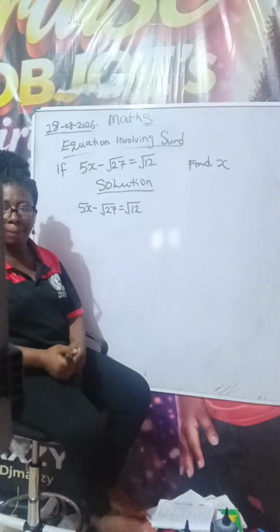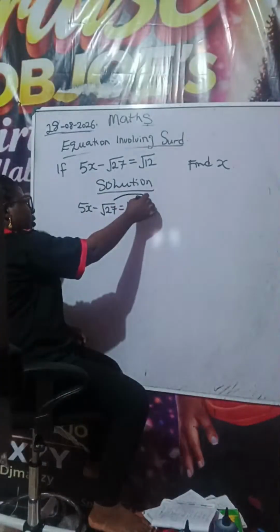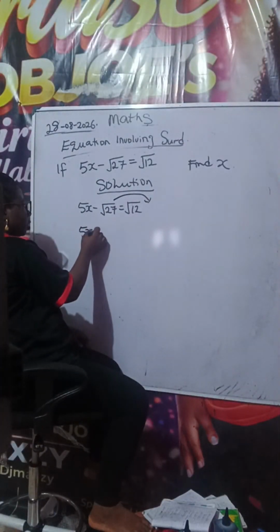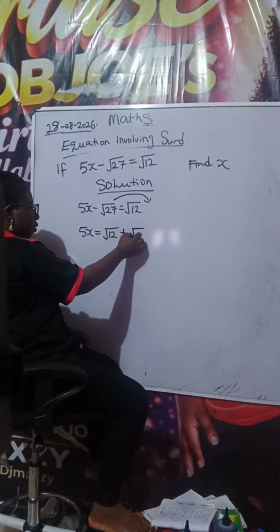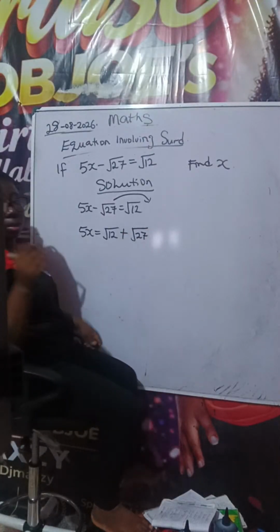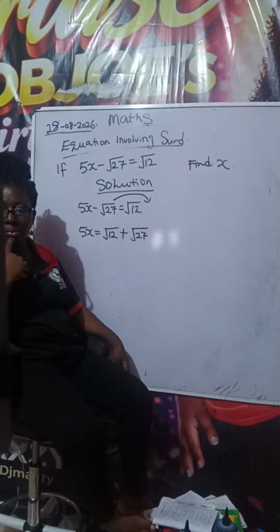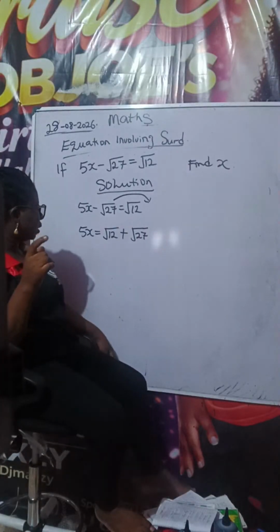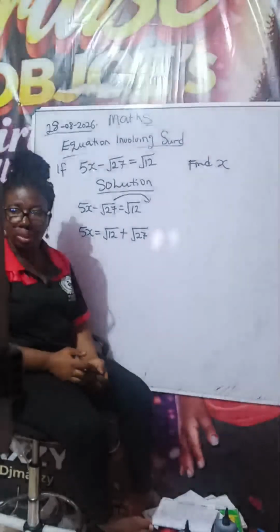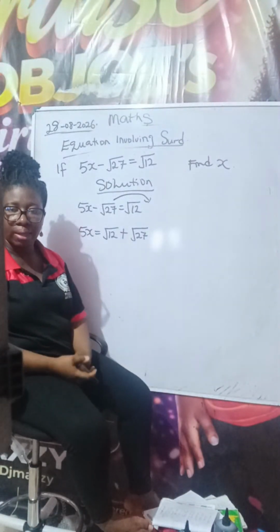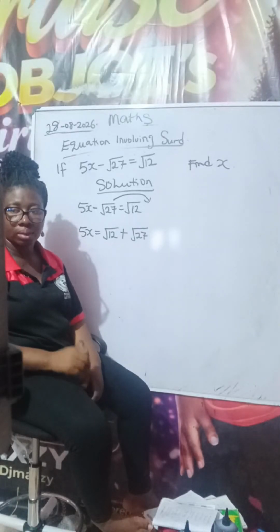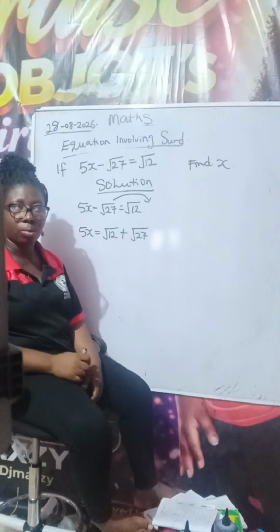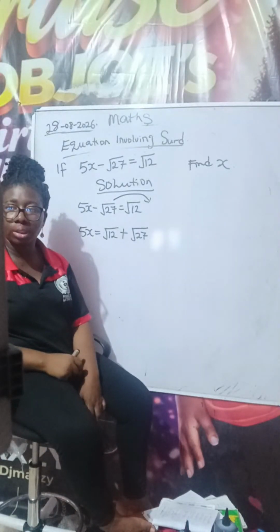But now what do we do? So at this point, we are going to move this to the right. Take it to the right. So we have 5x equals to root 12. Now, if this one moves, minus changes to plus 27. Then what next again? Now, next is these two, can we add them together? No, Mommy Siba, we can't add it because the root is not the same.